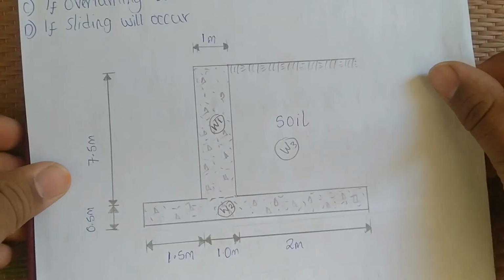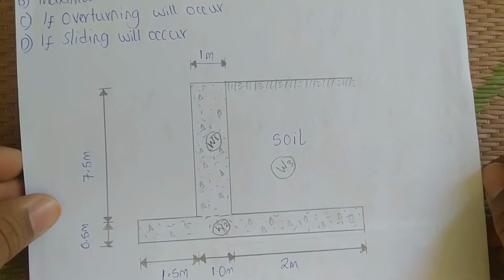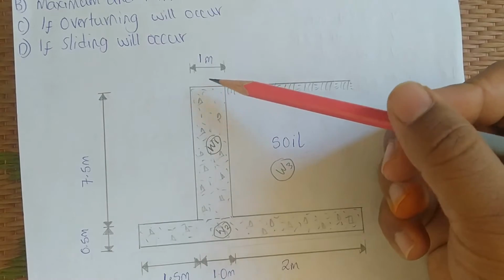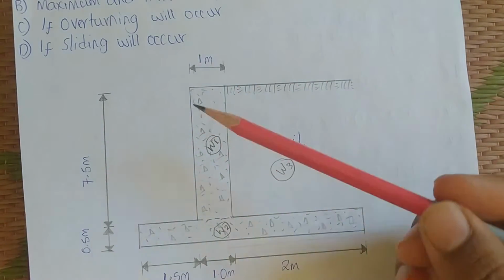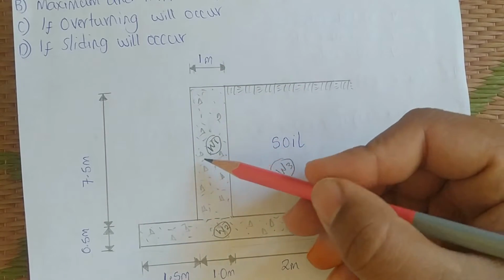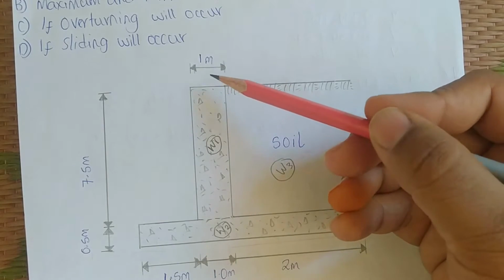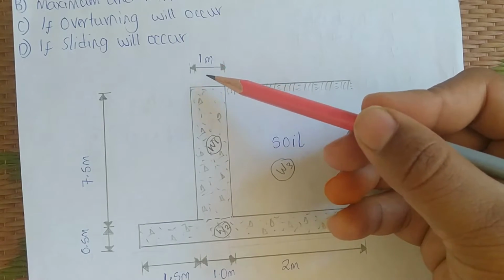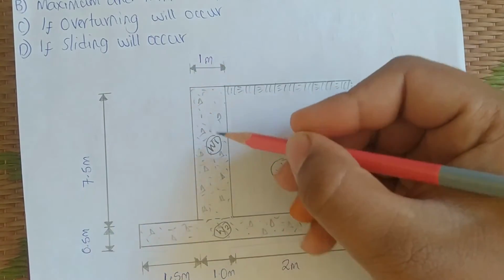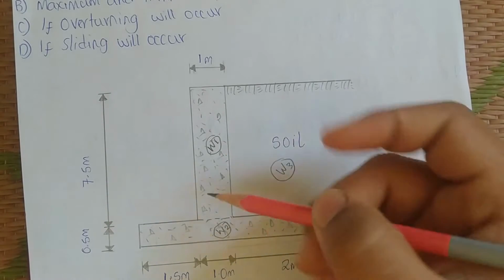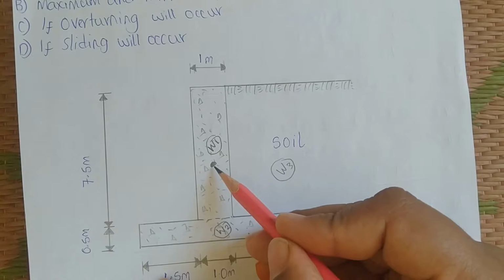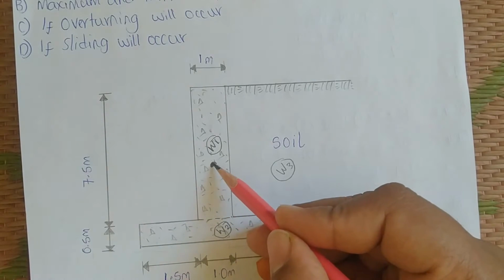So let's go back to our diagram. Weight 1, we multiplied weight 1 by 2. I'll get the centroid of this rectangular section. For the centroid, you divide the thickness by 2. When I divide this 1 meter by 2, I'll get 0.5. So let's say this is our 0.5, and then you have to add the distance up to the toe.